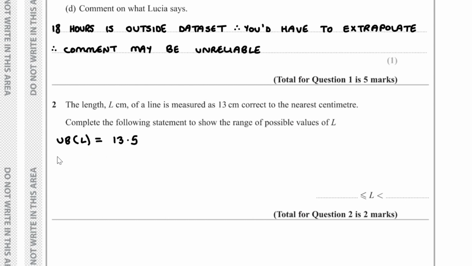So for the upper bound of L, that's equal to 13.5, and for the lower bound of L, this is equal to 12.5, and therefore, of course, to the nearest centimetre, L is equal to 13 centimetres. So therefore, for the error interval, we have 12.5 is less than or equal to L, which is less than 13.5.